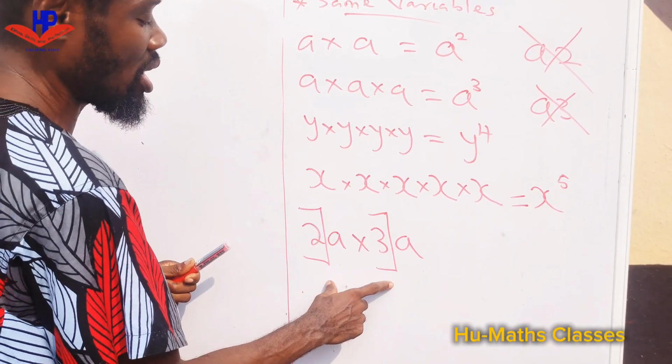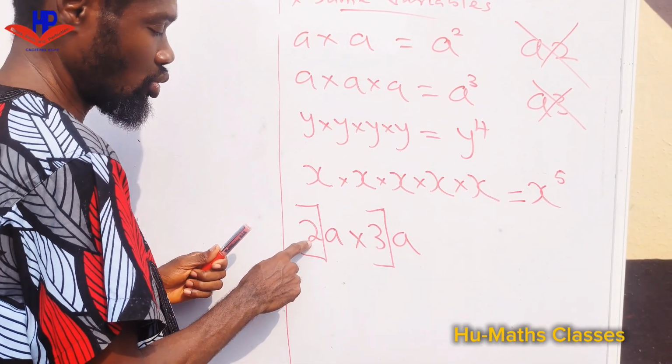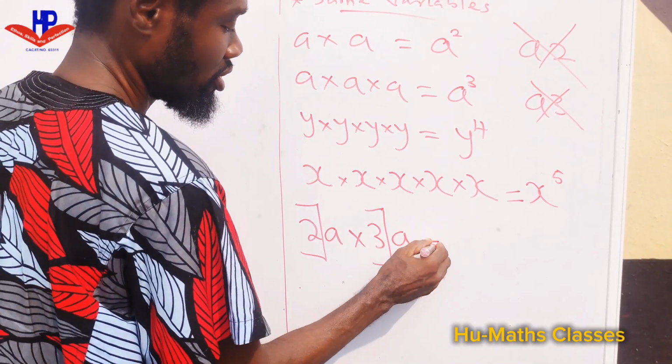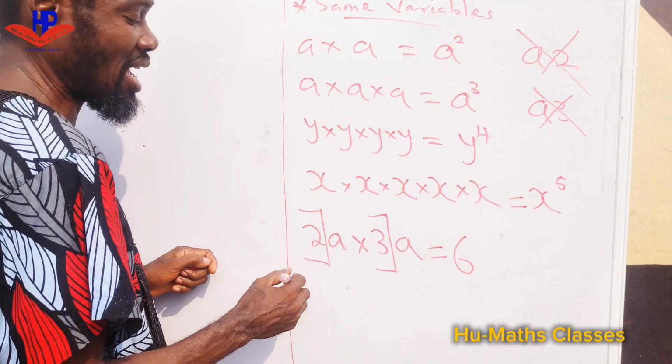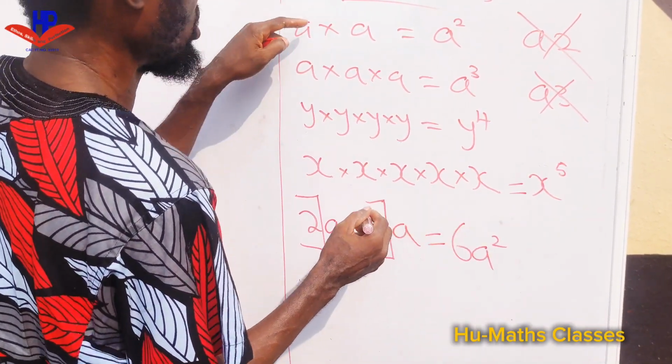So if you're given a problem of this sort, you should multiply the coefficients first. 2 times 3 will give us 6. Then you now multiply the letters. A times A will give us A raised to power 2, as we have it here.